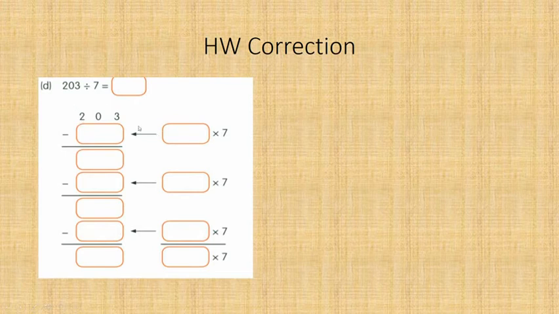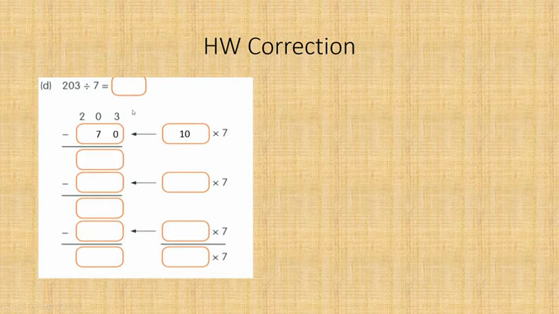I have here 203. This is the number that I need to divide by 7. So I'm thinking right now of a number that if I multiply it by 7, it's going to be easy to put here, and it's going to be near to this number. So I chose the number 10. 7 times 10, because it's very easy, the table of 10. So 10 multiplied by 7 is equal to 70.